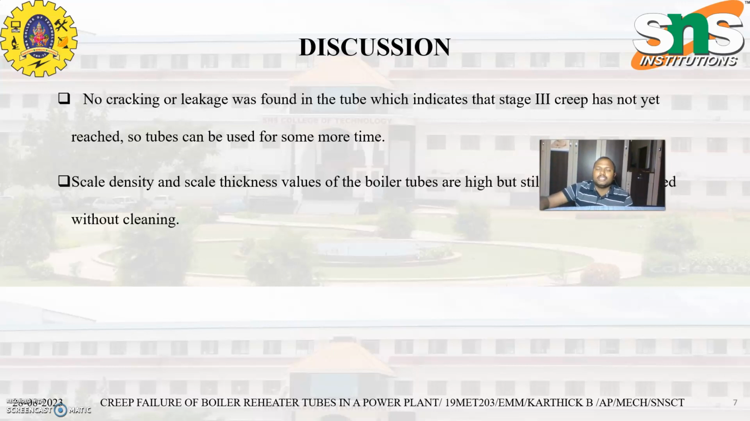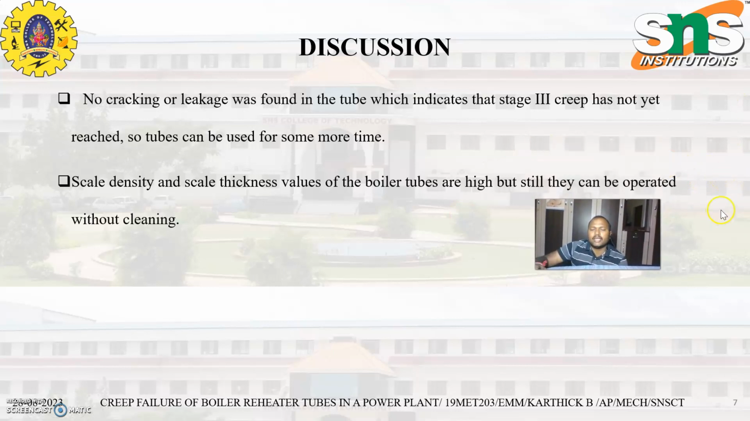There are three stages in creep. The first is the primary creep, which moves on slowly. The second is the secondary creep, where the creep increases with time, but it can be stopped here. But once the stage 3 creep is reached, the material will surely fail.